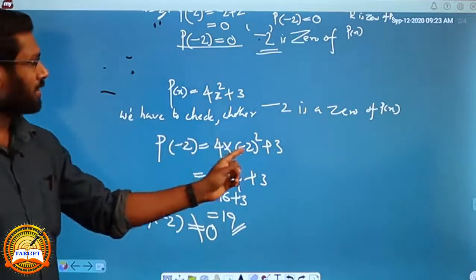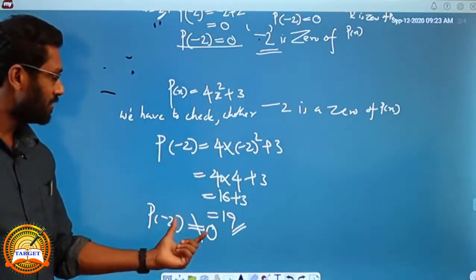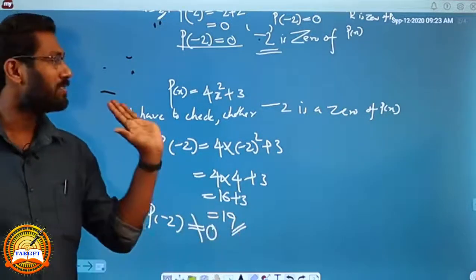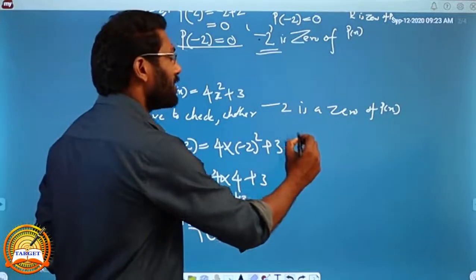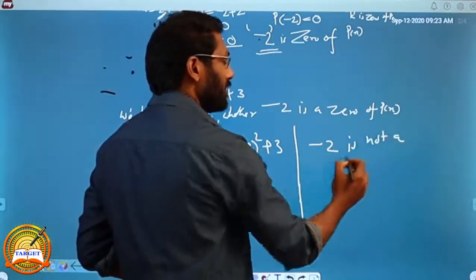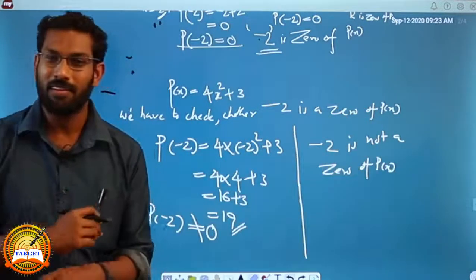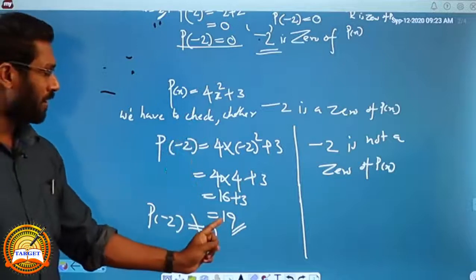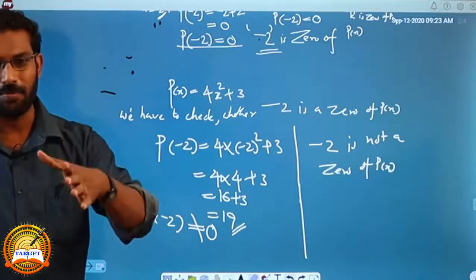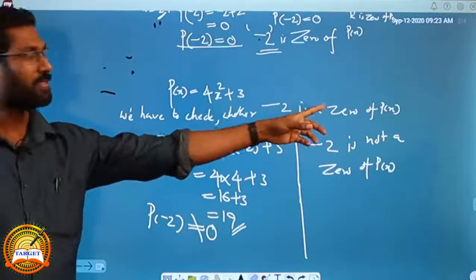When we gave the value minus 2 for x, we got the value p of minus 2. That value did not come as 0. p of minus 2 is not equal to 0. Therefore, we can say that minus 2 is not a 0 of p of x. For a value to be a 0, the value of the polynomial as a whole should become 0. If the value of the polynomial is not becoming 0, the value that we are giving to the variable will never be the 0 of p of x.